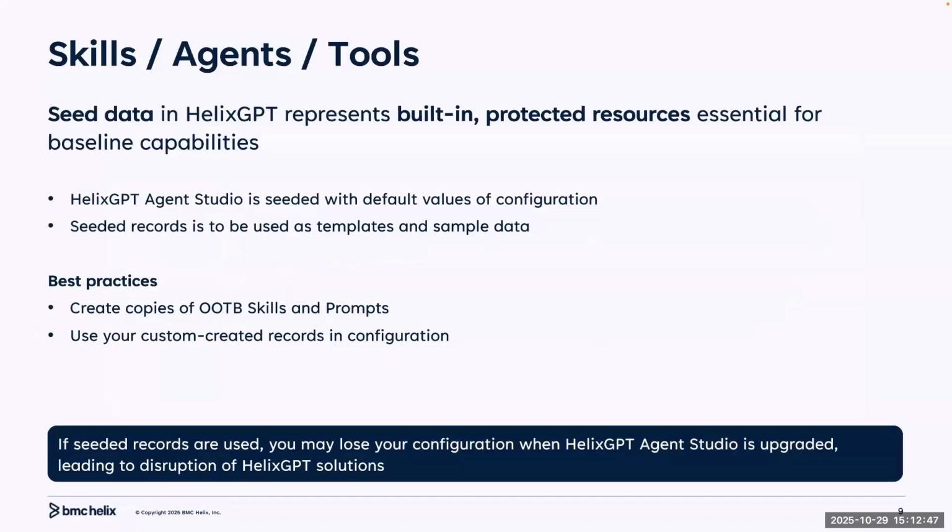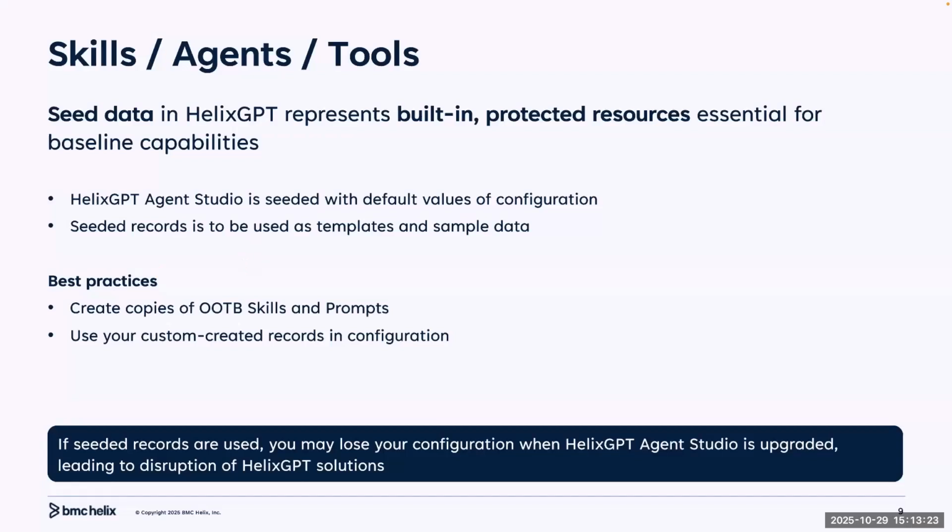You may have noticed that HelixGPT Agent Studio already has a set of skills and agents. This is preloaded default configuration values for HelixGPT that we refer to as seeded data or seeded records. Seeded records are intended only as templates or sample data and should not be used directly in your final configuration. Instead, create copies of the seeded records and use them for your configuration. And I will show you how to do this a little bit later.